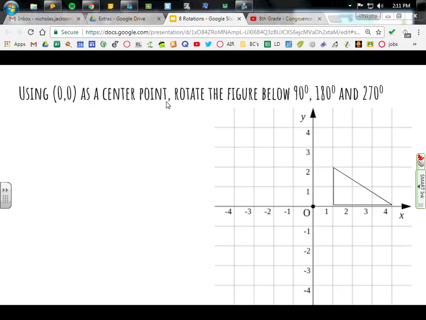Using (0, 0) as a center point, rotate the figure below 90 degrees, 180 degrees, and 270 degrees. All right, so the first thing we're going to need is our points, the original points for this. This is our original figure. You're not going to be able to do this without original points. So I'm going to write my original points up here. Our original points are (1, 0), (4, 0), and (1, 2).